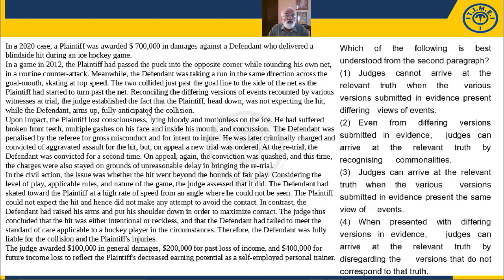Reconciling the different versions of events recounted by various witnesses at the trial, the judge established that the plaintiff, head down, was not expecting the hit, while the defendant, arms up, fully anticipated the collision. How did the judge establish this? He listened to different people. But these different people had differing versions. But when you say reconciling, you're saying in those differing versions, the judge was able to establish common factors. While people might have had different versions, in those different versions were certain commonalities that helped the judge determine that the plaintiff did not expect the hit while the defendant did.